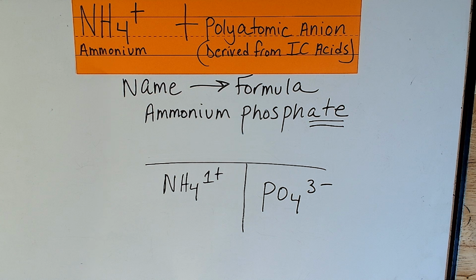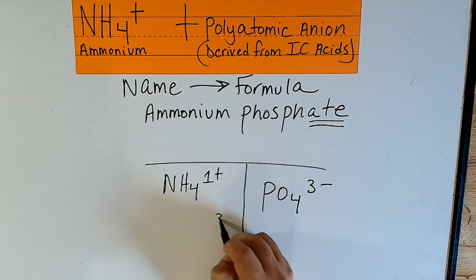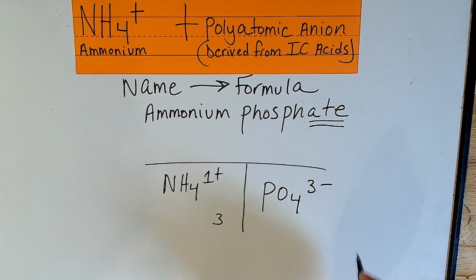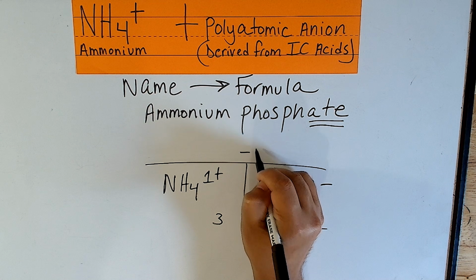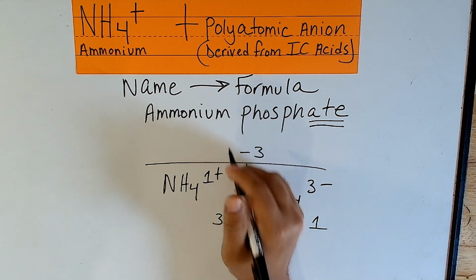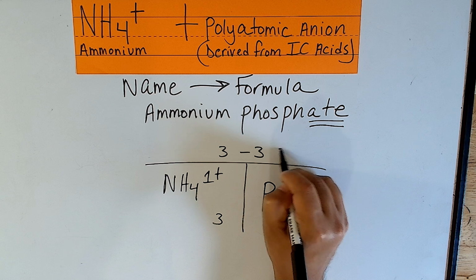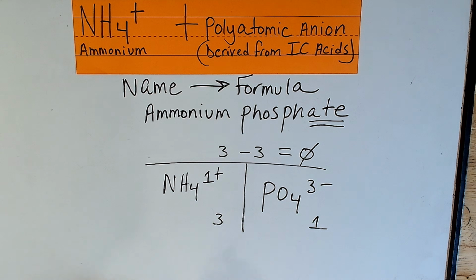Now, we need to make sure the total charge of the compound balances to 0. And we do that by cross multiplying the numbers from the charges. So we bring this 3 over here, the 1 to the right side. 1 times -3 equals -3. 3 times 1 equals 3. And 3 minus 3 equals 0. So we have met that requirement.